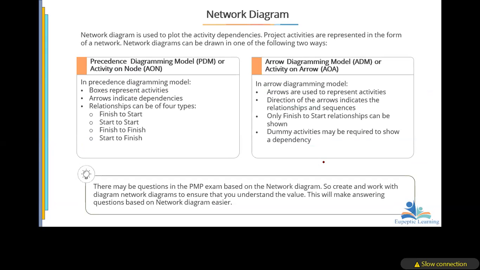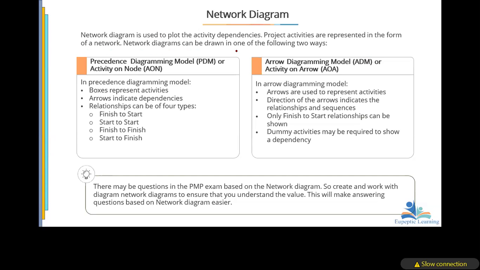Now, network diagram is used to plot the activity dependencies. All we need to do is to represent whatever is going on pictorially so that it can easily be seen, and then we can also analyze it. The moment you start doing this, you get a fair idea of what is going on. So project activities are represented in the form of a network.